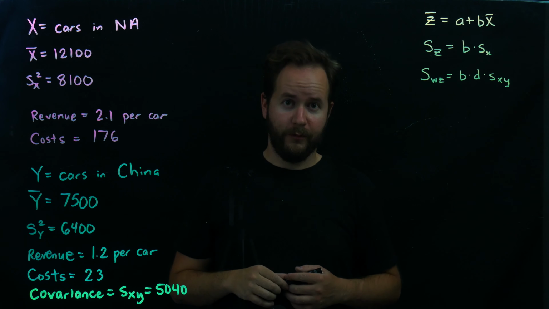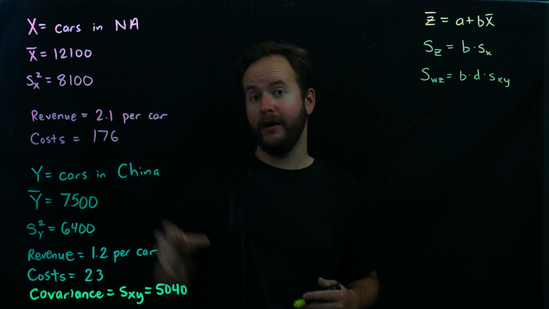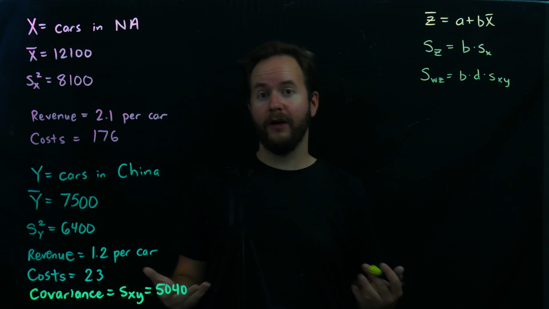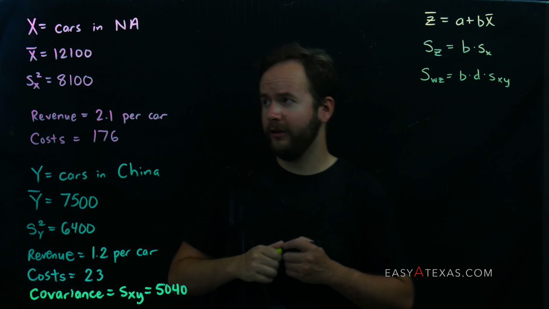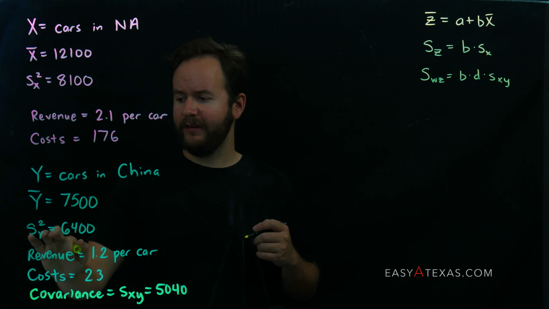This is a variable transformation problem where we're given the number of cars in North America and the number of cars in China. We want to convert those to profits in those respective areas. Before we get started though, we're given variance, so sx squared and sy squared.